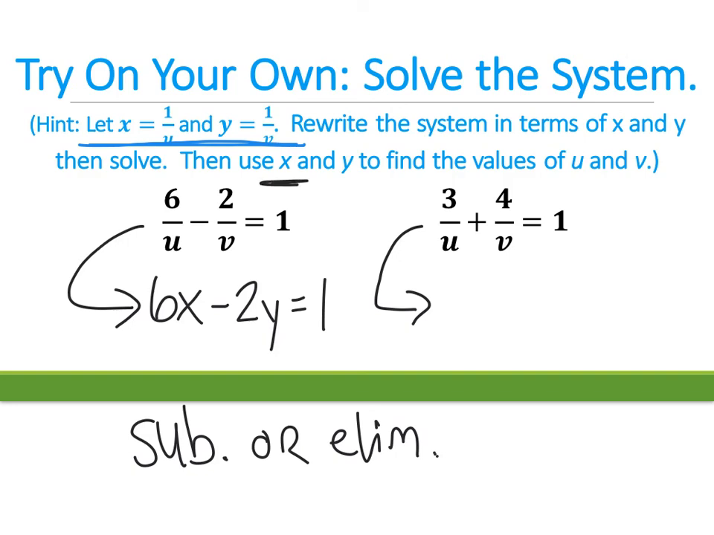And then once you find x and you find y, you have to plug them back in to these equations to figure out what u and v is. You'll plug them back into these equations up here to figure out what u and v is, because look what our original variables are. They're u and v, and so that's what we have to figure out. Good luck. I know it's confusing. Just try your best.